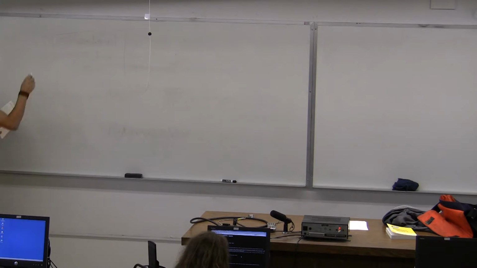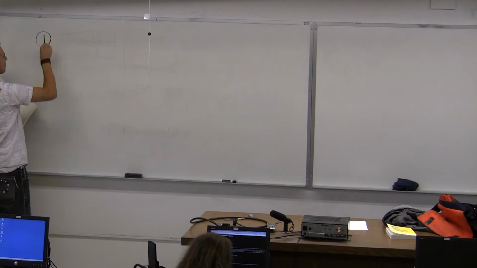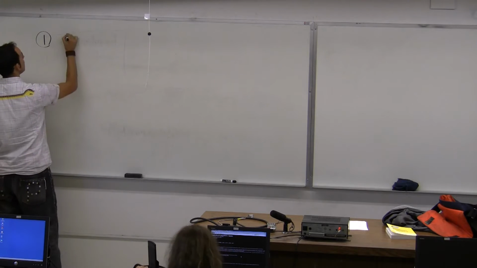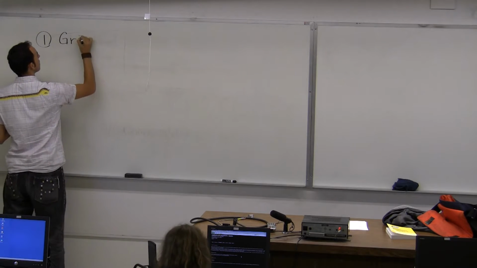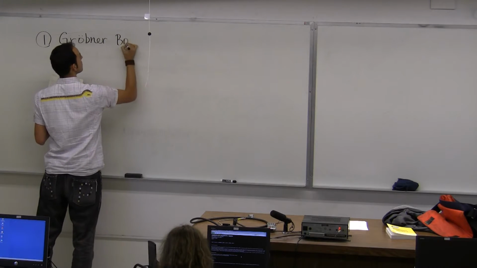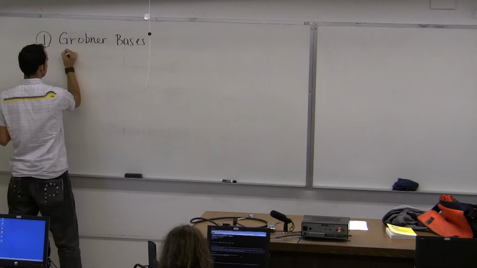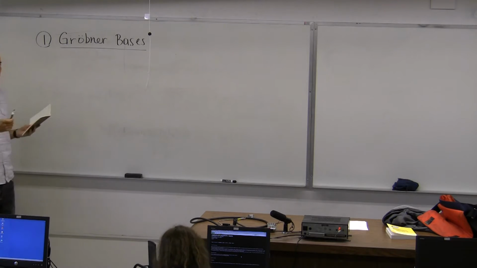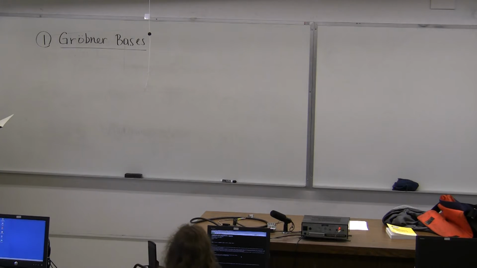So, the first topic that we're going to talk about is something called Gröbner bases. Gröbner bases are a tool to actually do commutative algebra explicitly.